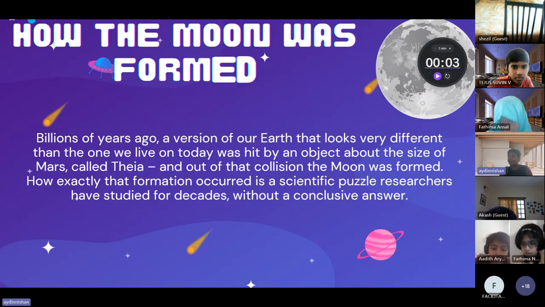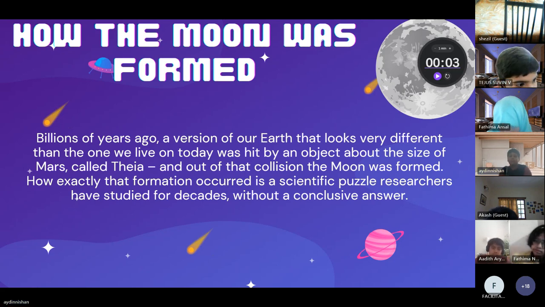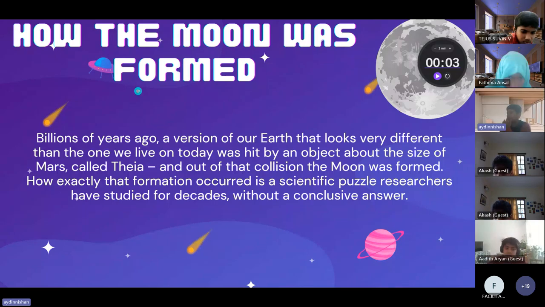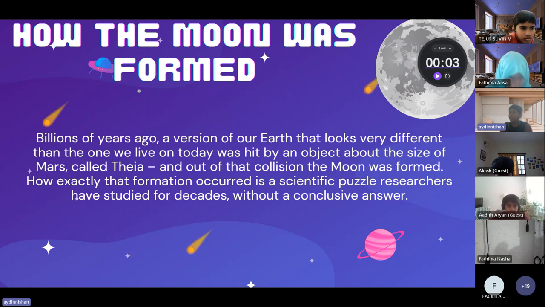So now we're going to tell how the moon was formed. Billions of years ago, there was a version of the Earth that looks very different than the one we live on today. It was hit by an object about the size of Mars, a newly born planet called Theia. And out of that collision, the moon was formed from the debris to a ring, and from that ring, the moon was formed. How exactly that formation occurred is a scientific puzzle researchers have studied for decades without a conclusive answer.